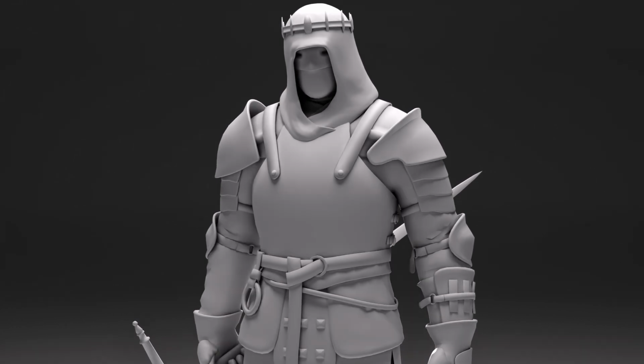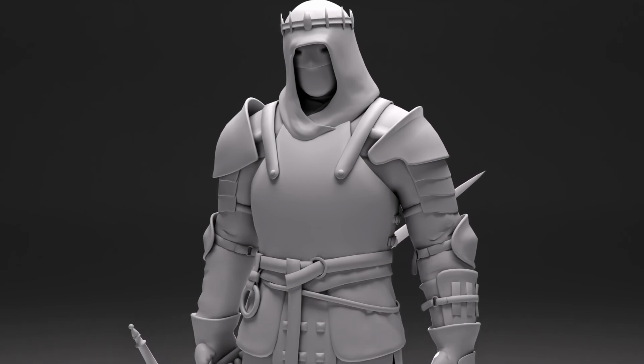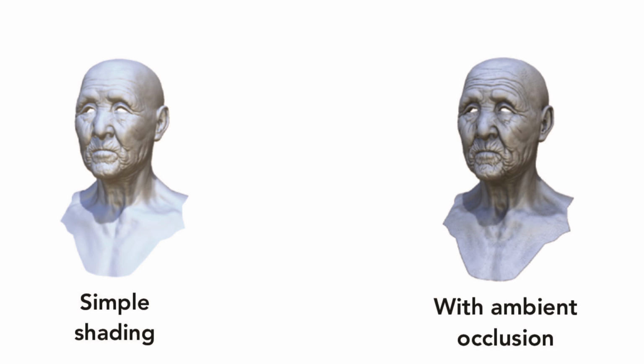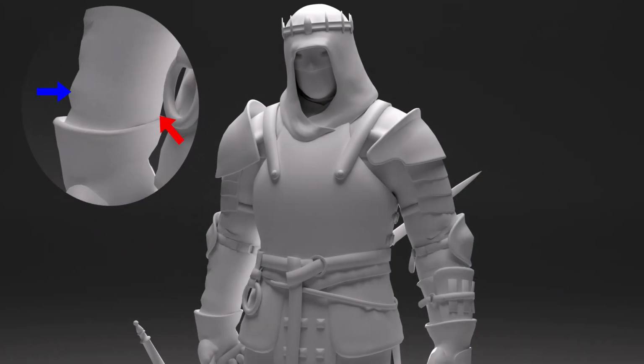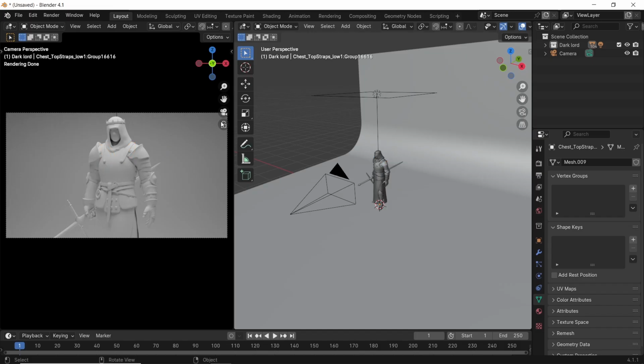Well, the answer is AO, or what fancy people call it, ambient occlusion. Now, AO, in a nutshell, is a rendering method to simulate the soft shadows that usually occur in cracks and corners of objects where the sun doesn't shine. I mean, there's no way those two parts are at the same brightness level. And you would think, since Cycles is ray tracing, this should be fixed.